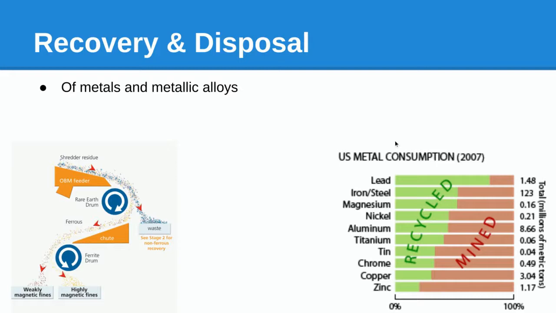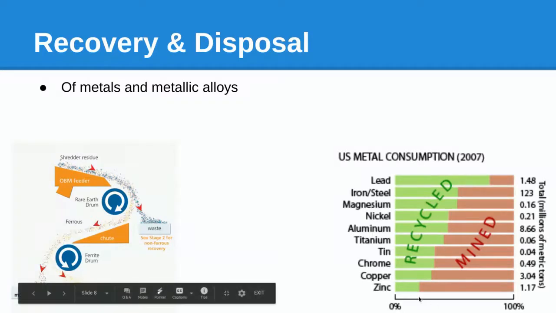This is from 2007, so it's a little bit older, about 13 years at this point. But what percentage of these different metals gets recycled in the United States? For some, like lead, it's quite a bit. And that's probably from lead batteries, lead acid batteries. But for some, like zinc and copper, we're not recycling them as well.